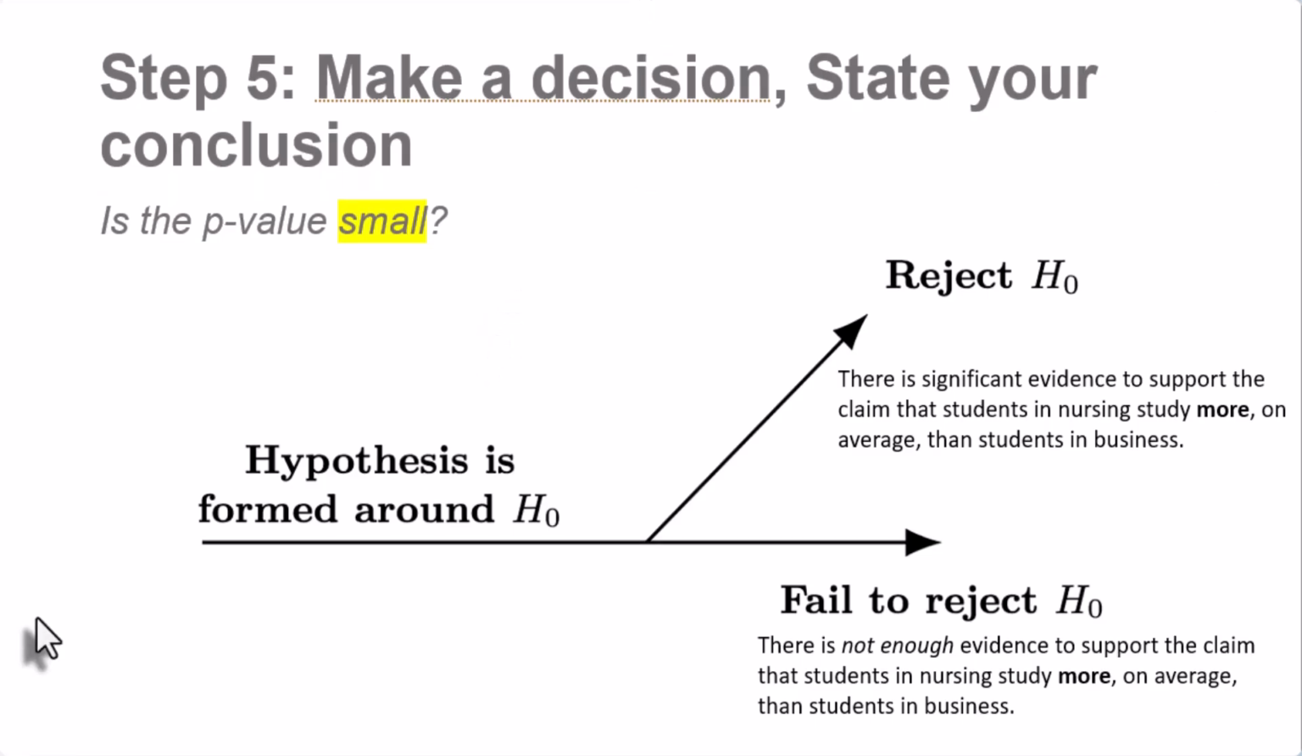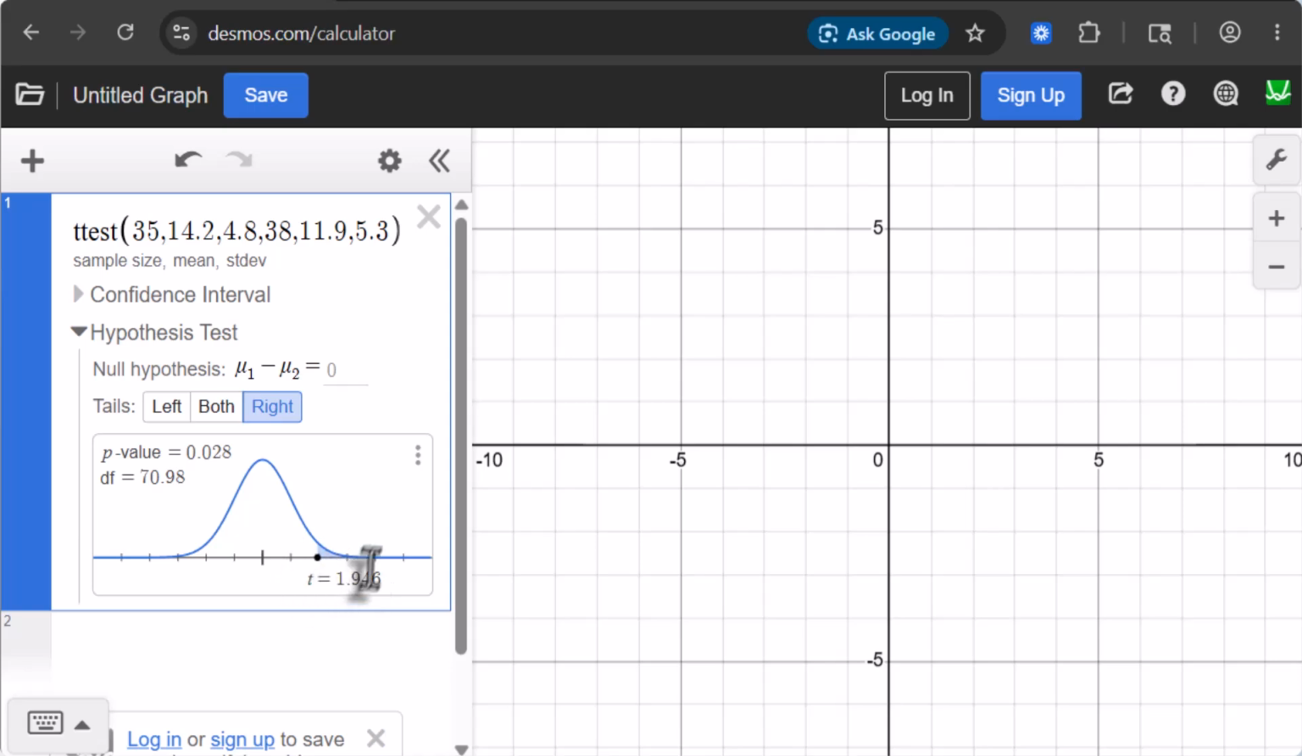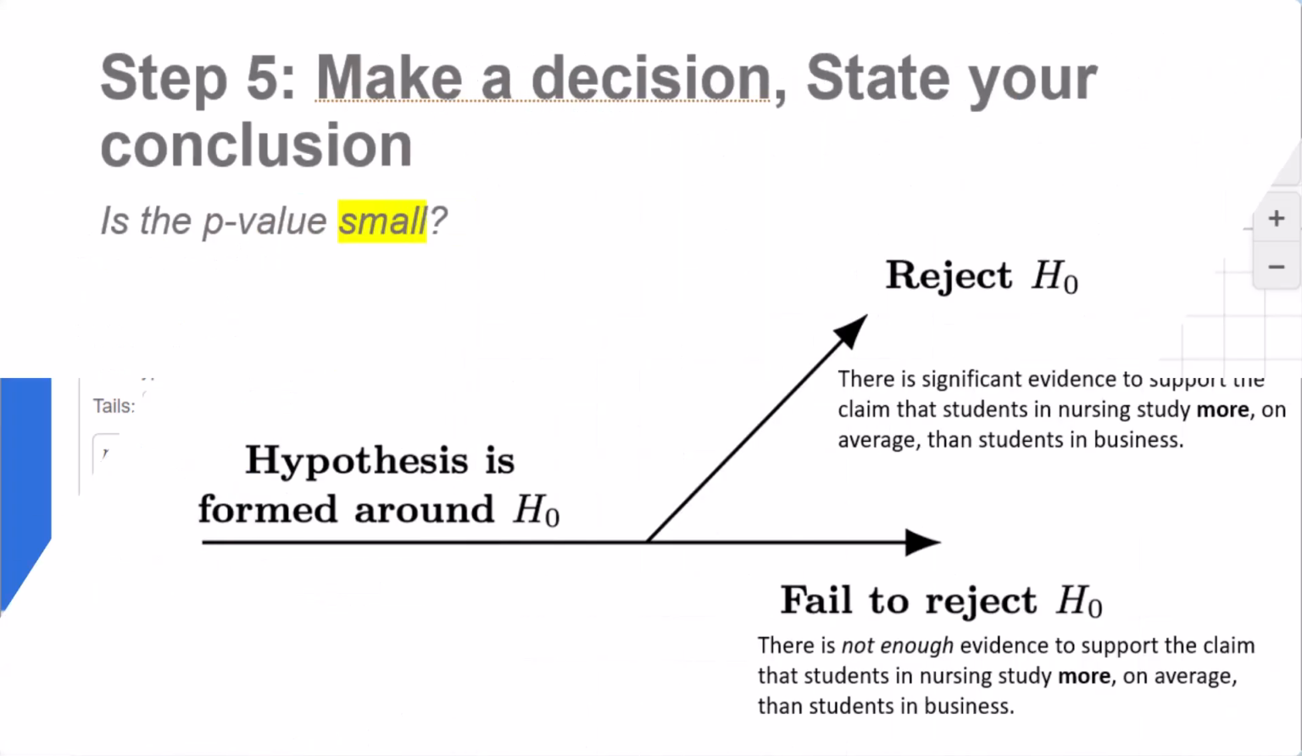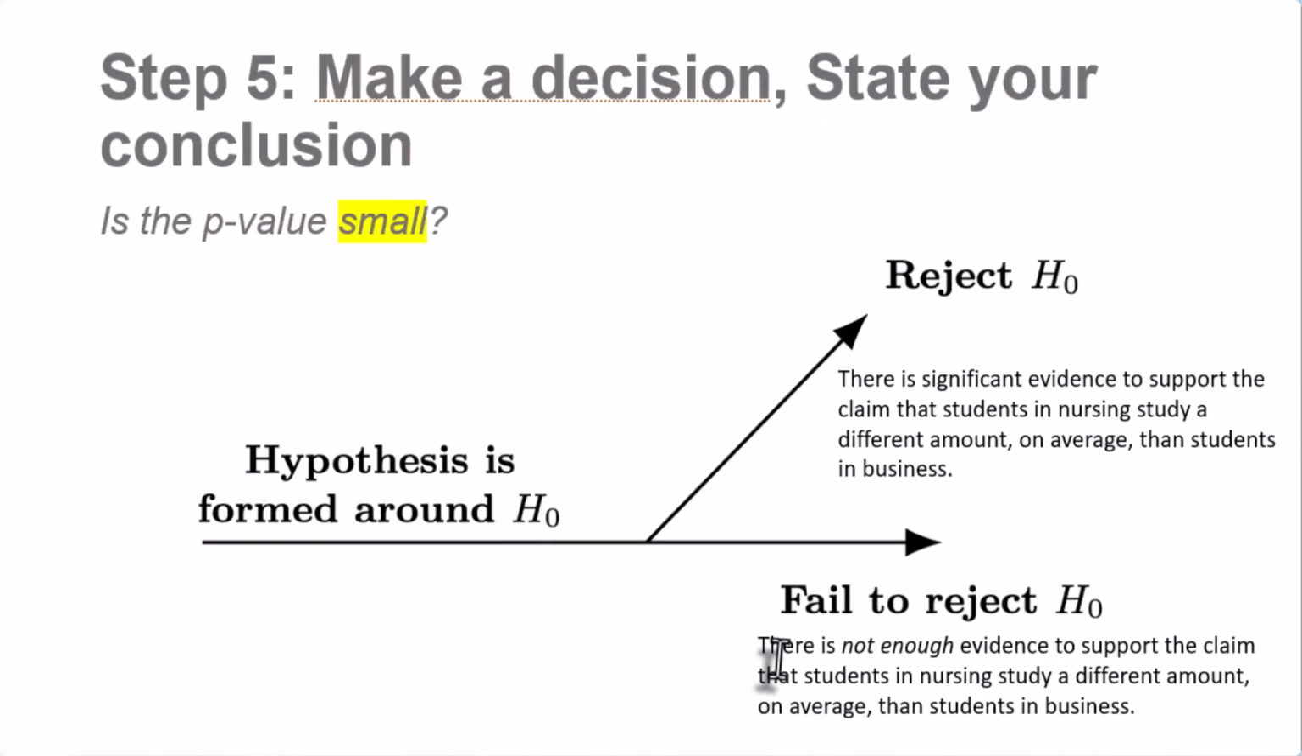So hypothesis testing isn't quite as black and white as we make it out with the reject and fail to reject conditions, but we're using that p-value as a measure of how unusual is this test statistic or this sample compared to the null hypothesis. Based on our original question, our conclusion would be still to fail to reject the null hypothesis and say that there's not enough evidence to support the original claim that the students in the two programs study a different amount.